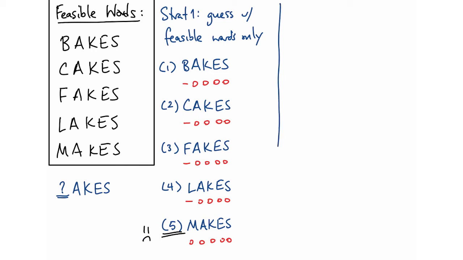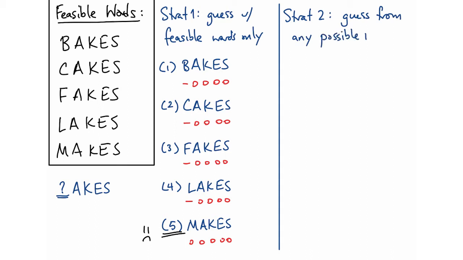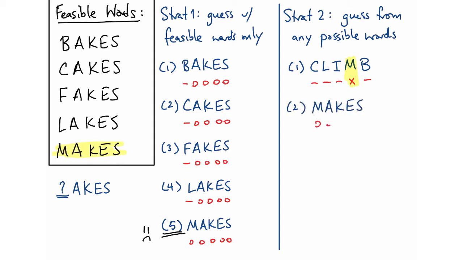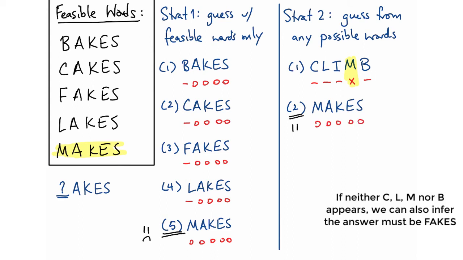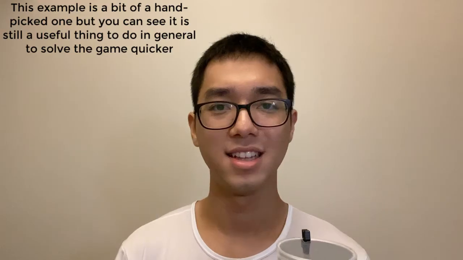What is better is to allow yourself to guess words which aren't feasible anymore, but might give you more information about that final letter. Let's suppose I guess a word like climb. The word climb has a C, an L, an M, and a B. If I guess the word climb, then I can get more information about what that last letter is, because the hint that I will get will pretty much indicate what that last letter has to be.